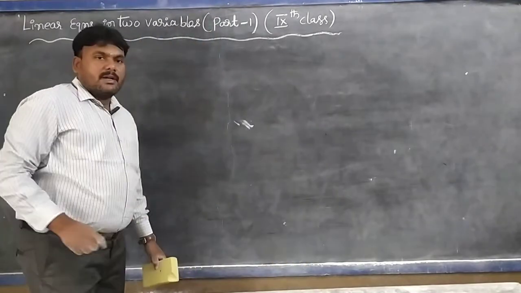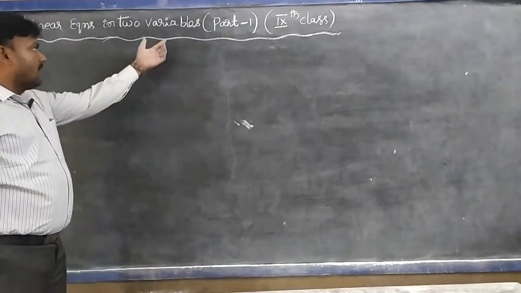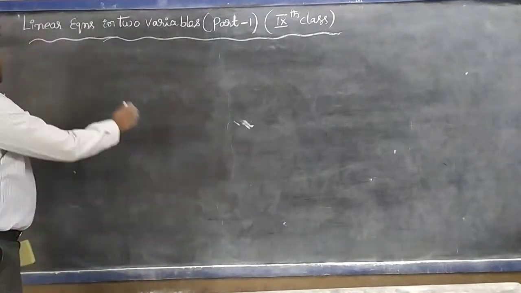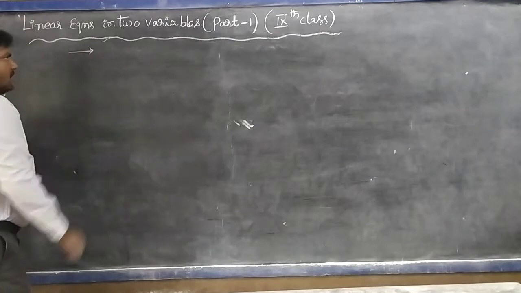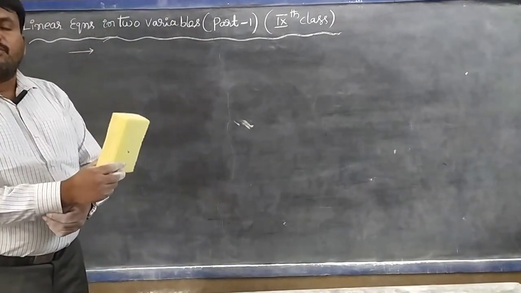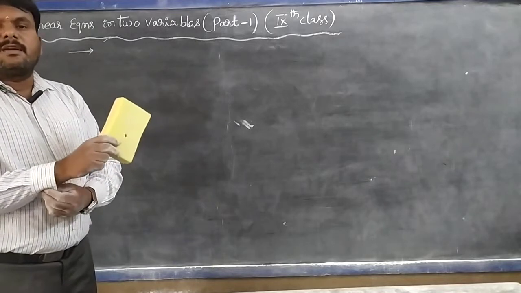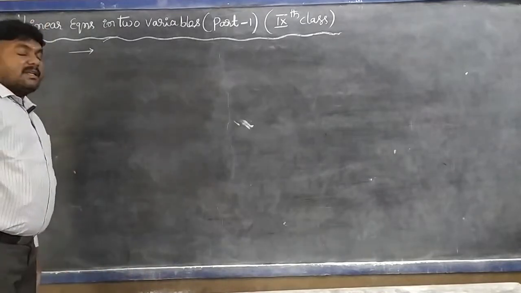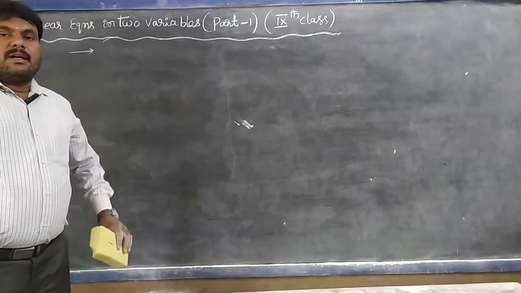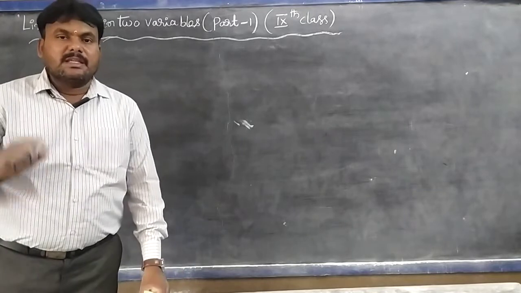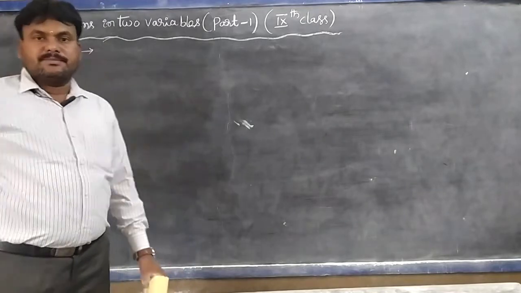So today I introduce the linear equations in two variables chapter, part 1. Observe: what is an equation, what is a linear equation, what is a linear equation in one variable, and what is a linear equation in two variables. First of all we discuss: what is an equation? An expression having an equality symbol is called an equation.